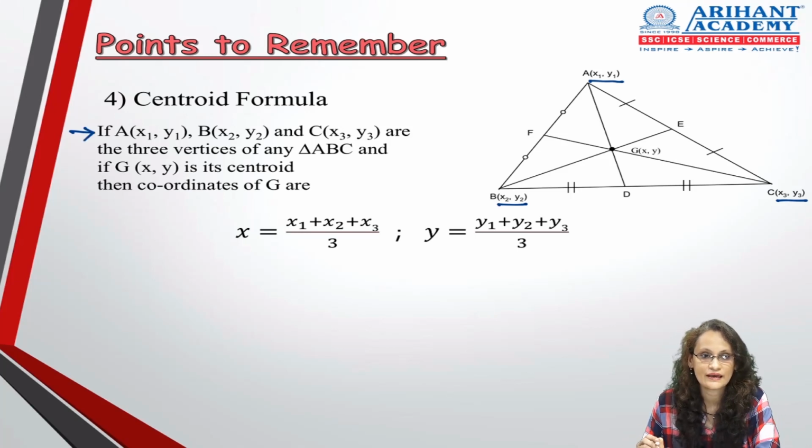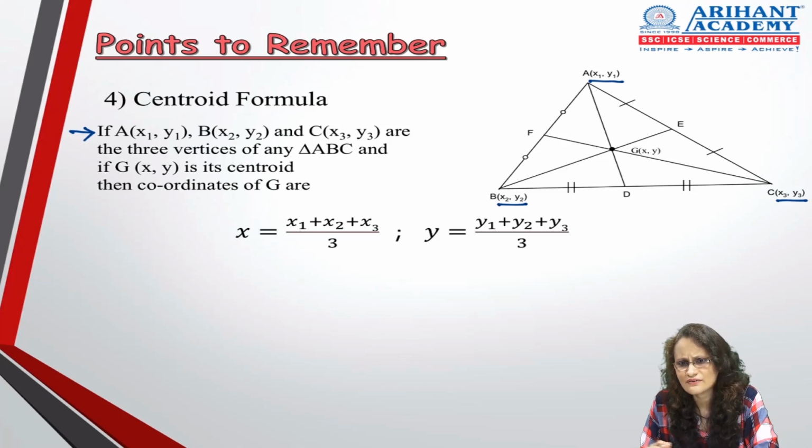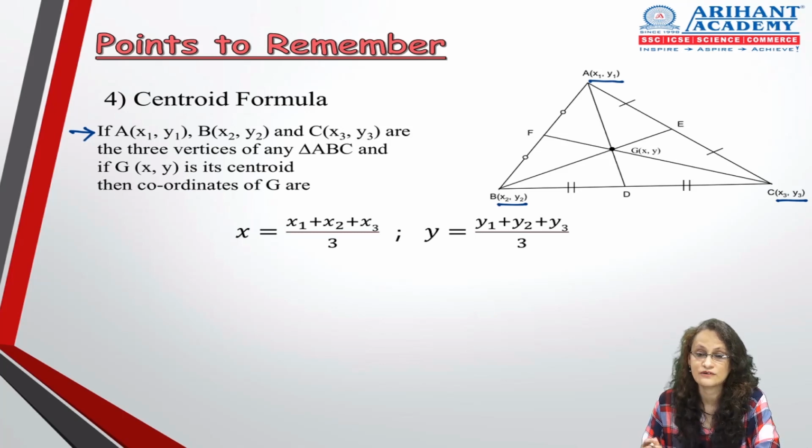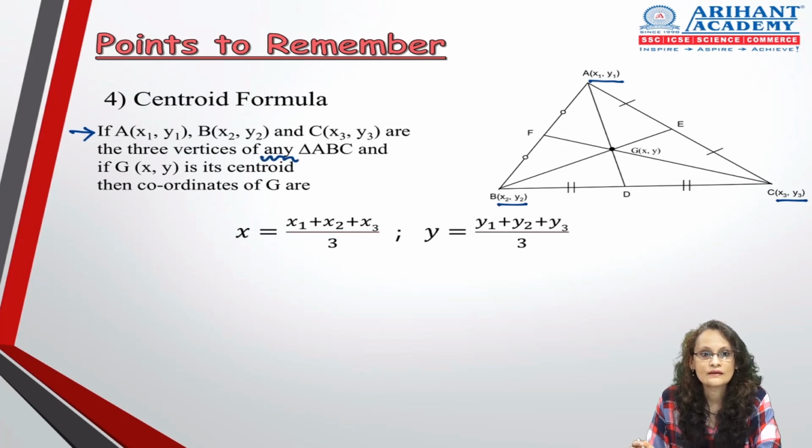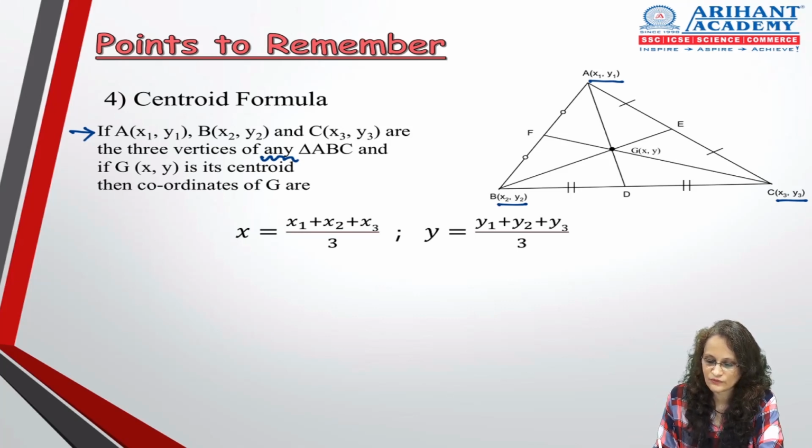If A x1, y1, B x2, y2, and C x3, y3 are the three vertices of any triangle ABC, let it be any triangle: isosceles, equilateral, scalene, or right angle triangle, acute angle triangle, obtuse angle triangle. That is why the word any. And if G bracket x comma y is its centroid, so you can see the centroid over here.